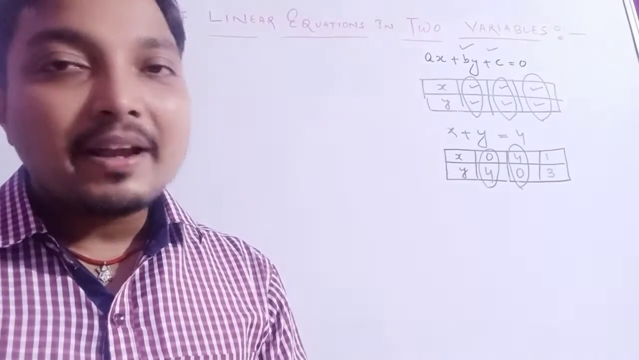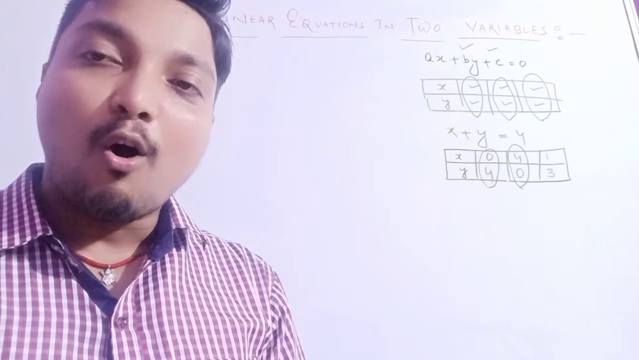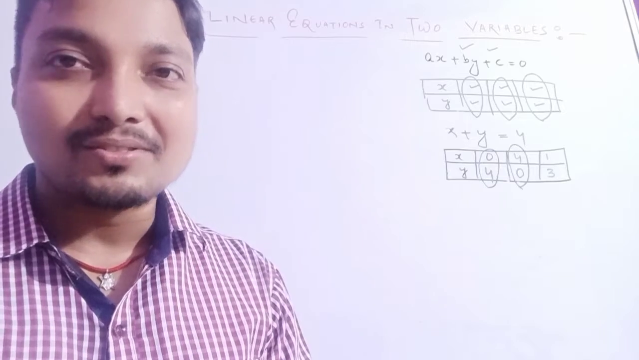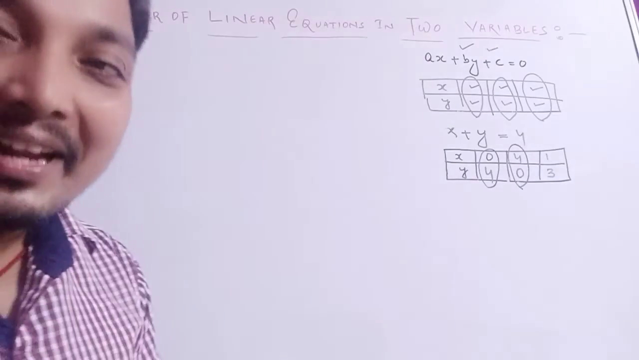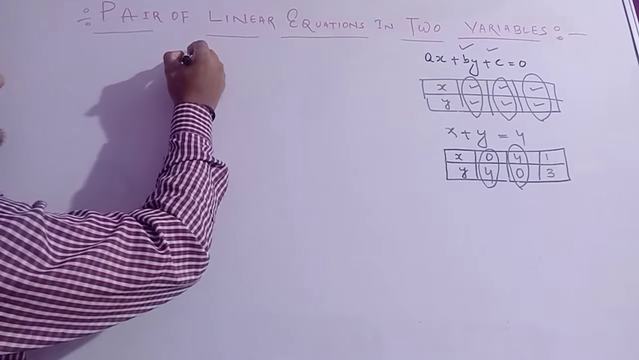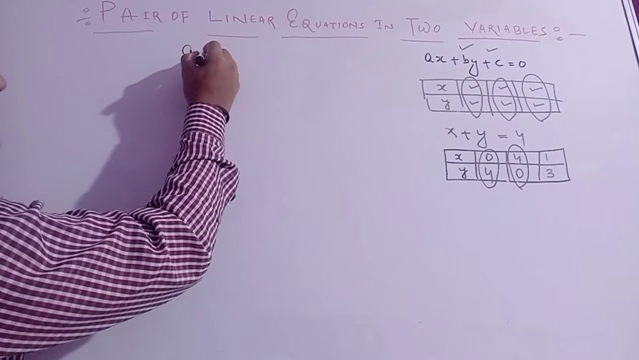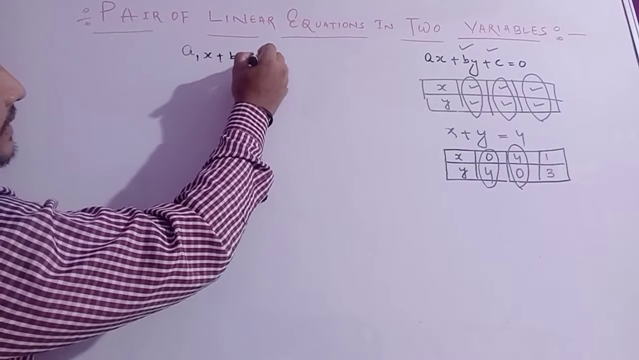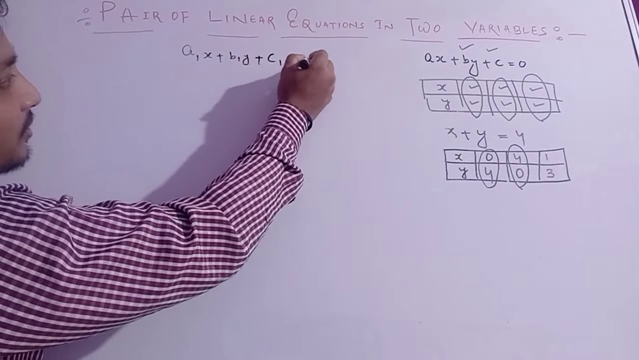So today our discussion will be on pair of linear equations in two variables. I am showing how it looks. Everyone, you just have to see, a pair of linear equations means a1x plus b1y plus c1 is equal to 0.